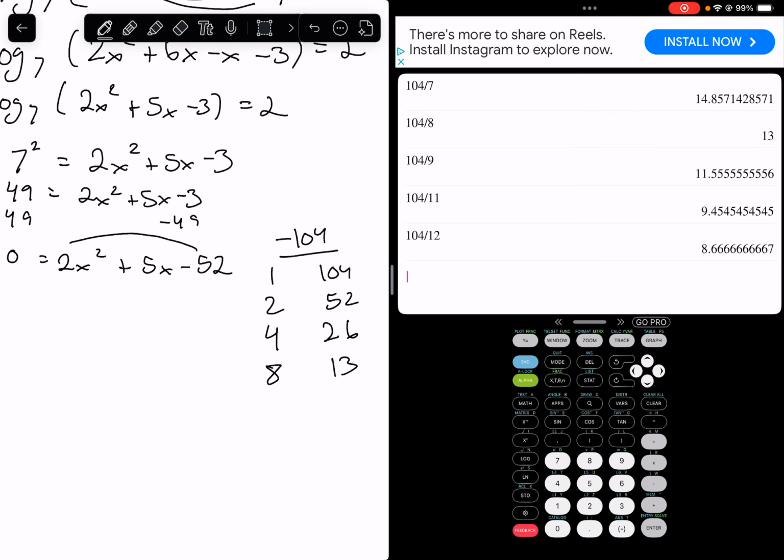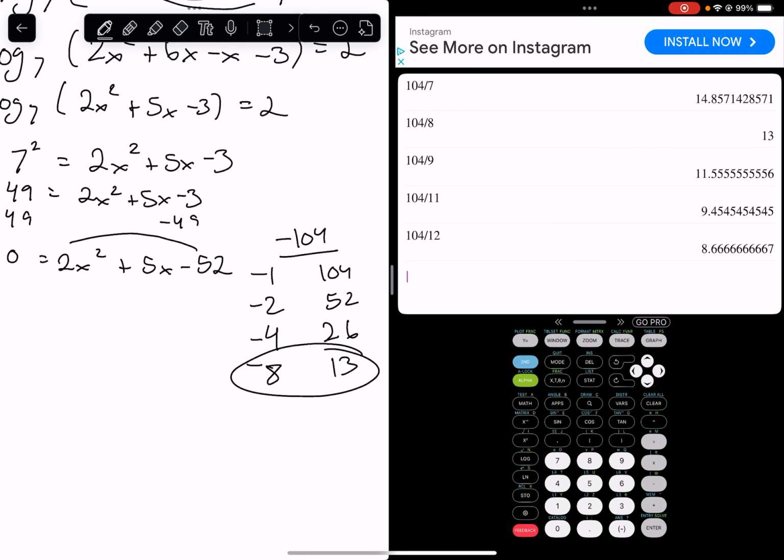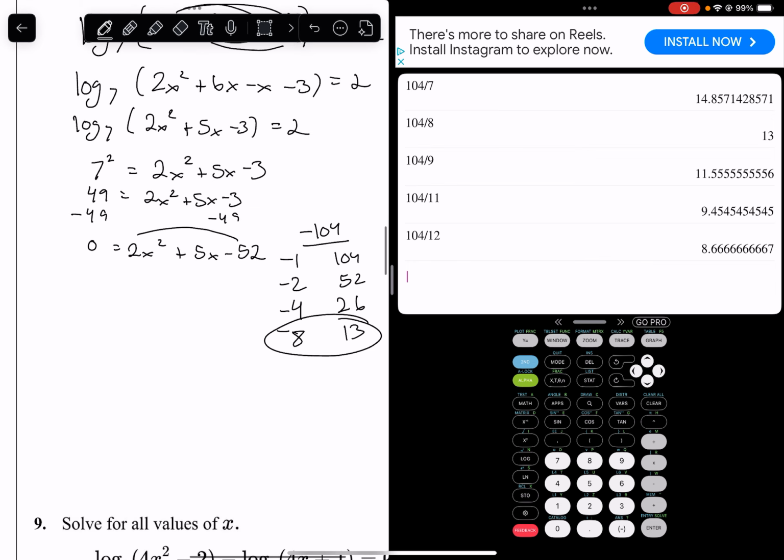And now we know we want to multiply to a negative and add to a positive. So that tells us that one of our guys is going to have to be negative. And we want the negative one to be the smaller number so that it adds to a positive. So my two numbers here that are going to work are negative 8 and 13. So I've got 2x squared minus 8x plus 13x minus 52.